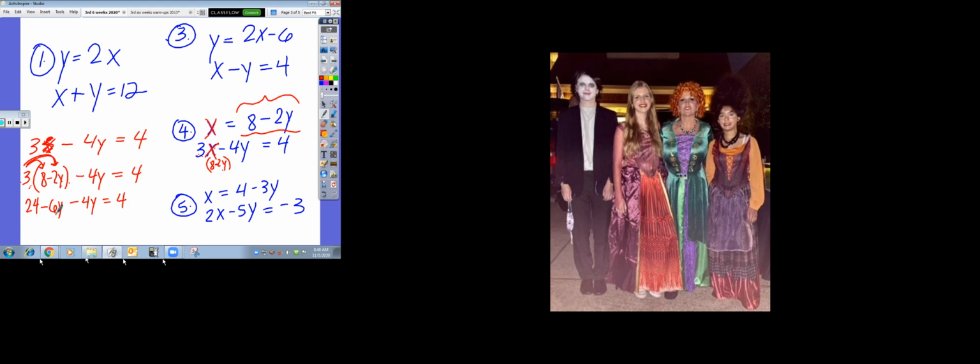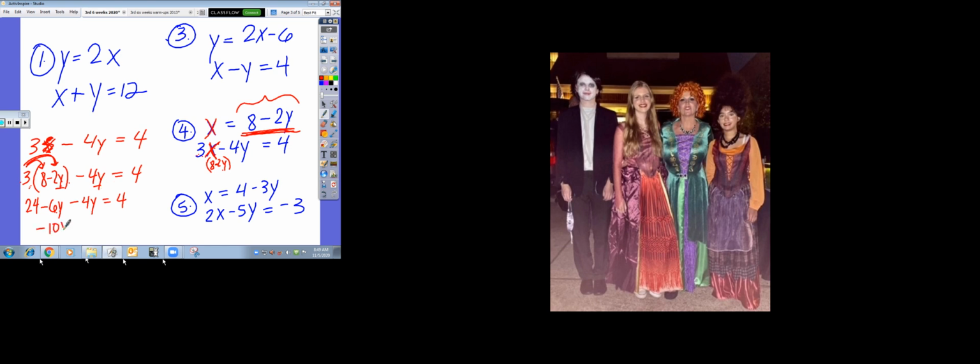You did what? Oh, okay, that's what a lot of kids are doing. There should not still be an x in the equation. That's the whole point. We're taking the x completely out and replacing it with 8 minus 2y. We need an equation that only has y's in it. You shouldn't still have 2 letters. Once you do the substitution, you should only have 1 letter in your equation. Either x's or y's, it just depends.